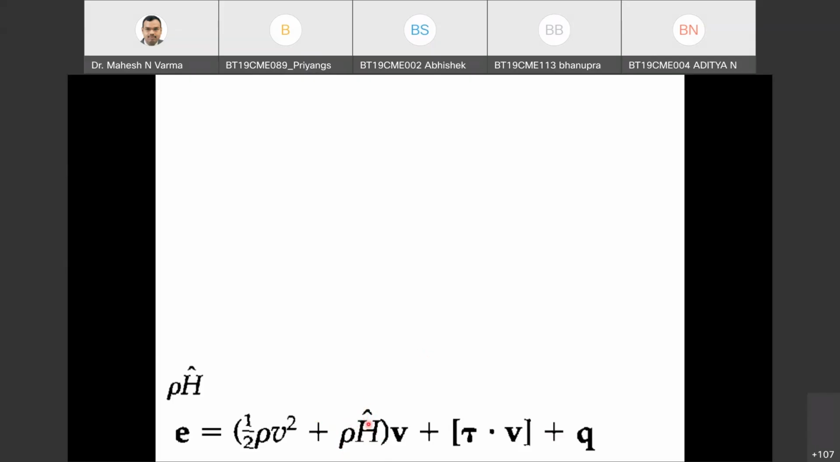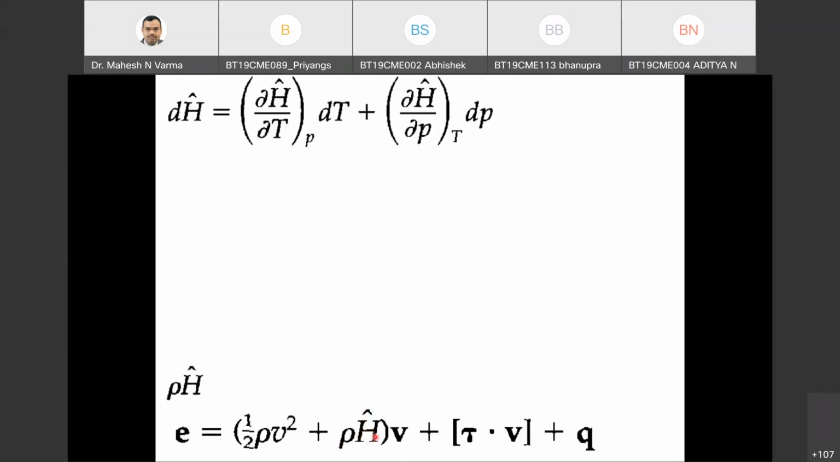So rho or H, how to get this H, the enthalpy, by using specific heat and so on? This is one of the thermodynamic relations. There are so many thermodynamic relations. dH equals (dH/dT) at constant pressure dT plus (dH/dP) at constant temperature dP. This is one of the relations using which you can get the enthalpy or the variation in enthalpy.